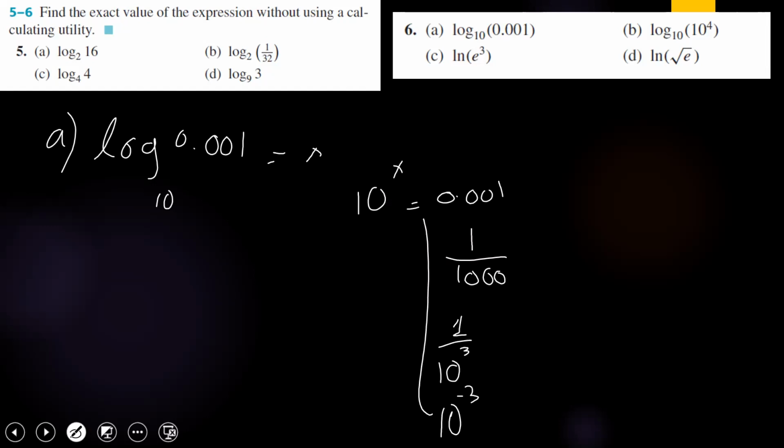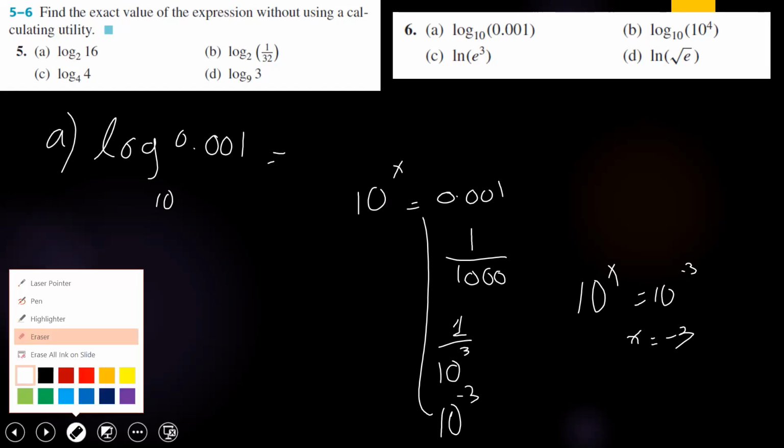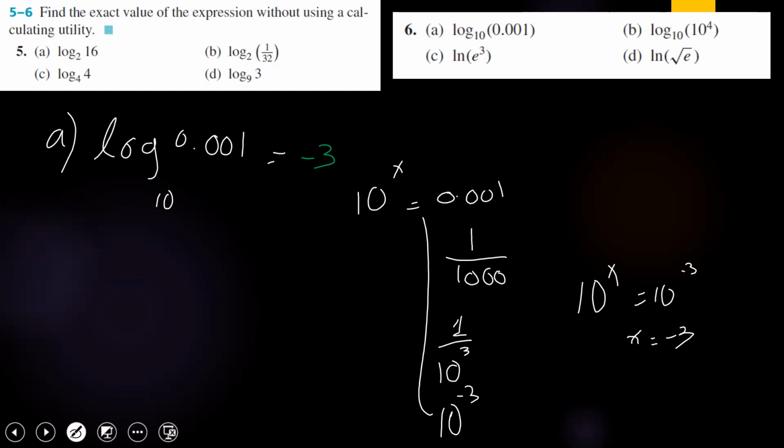So come back here now. 10 to the power x is 10 to the power negative 3. So x equals negative 3. So the first one here, logarithm to the base 10 of 0.001 is negative 3.